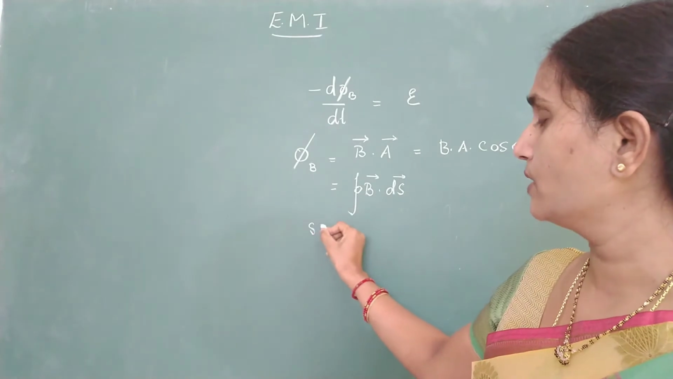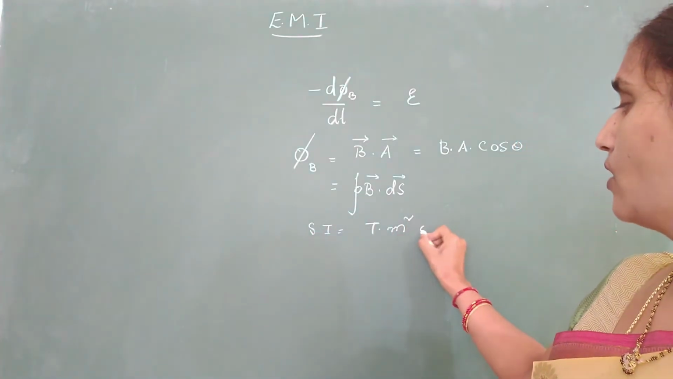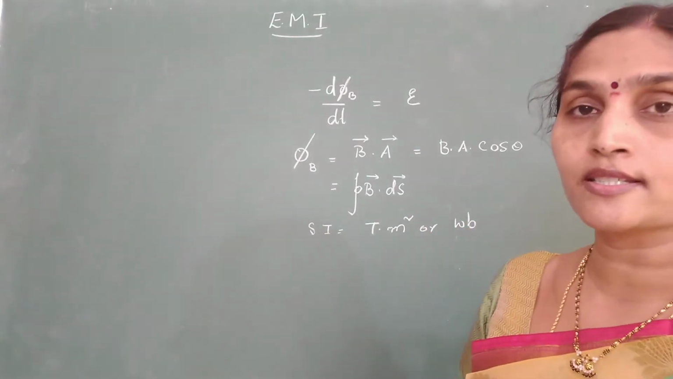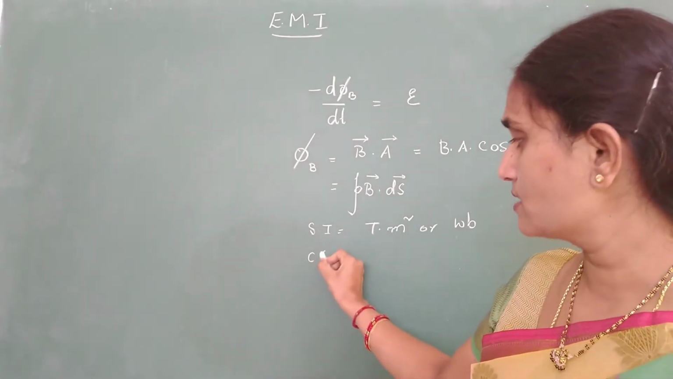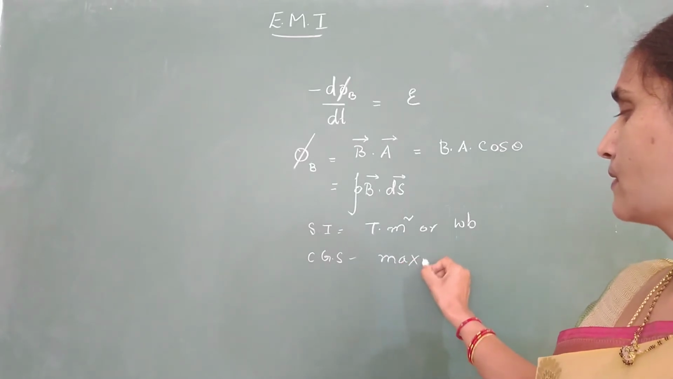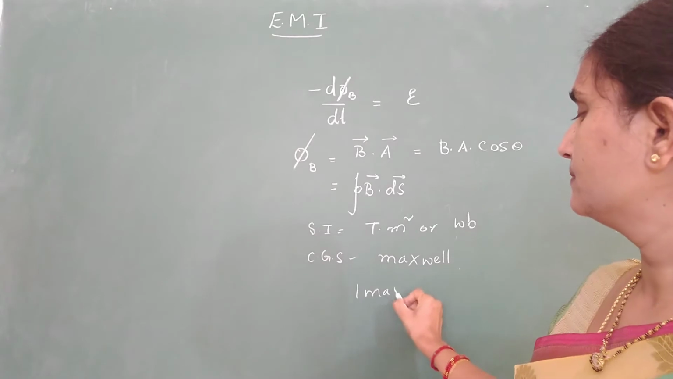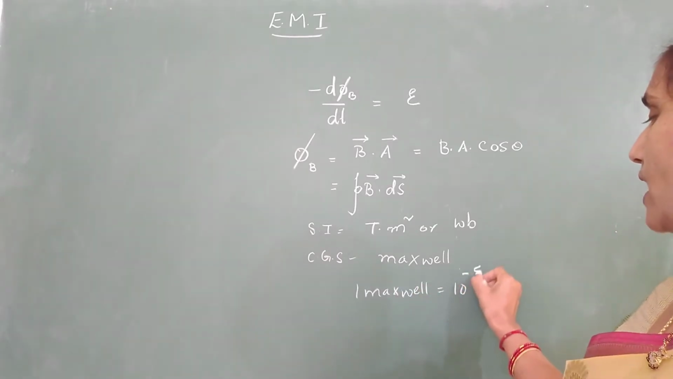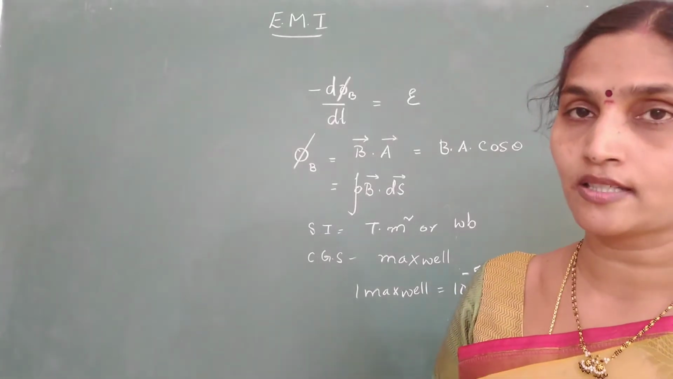What will be the SI unit for it? Tesla into meter square, or simply we call it Weber. Weber and Tesla meter square are SI units, whereas the CGS unit is Maxwell. What is the conversion? 1 Maxwell is 10 to the power minus 8 Weber. This is your CGS unit.